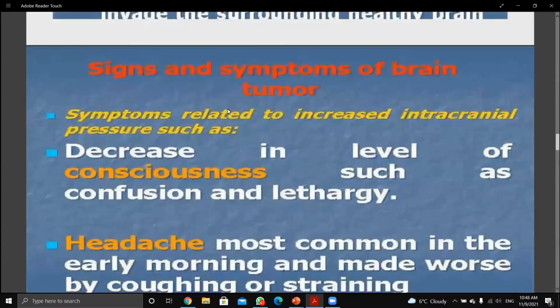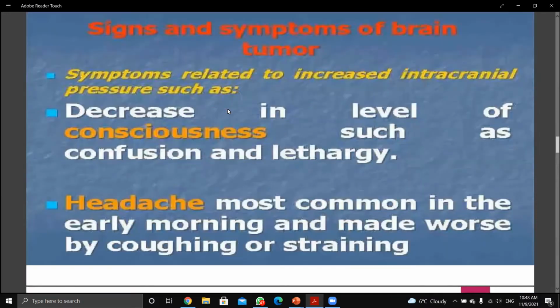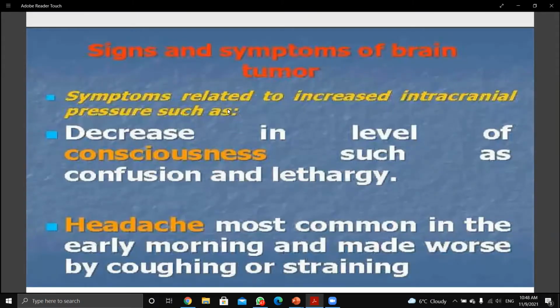What are the signs and symptoms of brain tumor? Symptoms related to the increase in intracranial pressure, such as decrease in level of consciousness, such as confusion and lethargy, and also headache, most common in the early morning and made worse by coughing or straining.